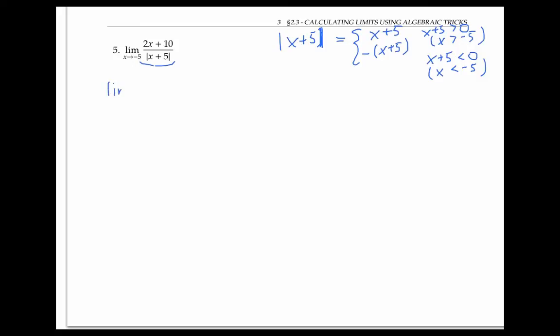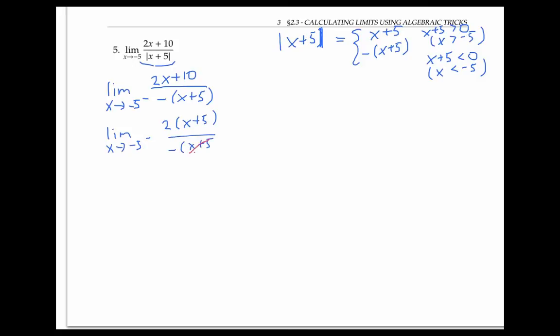Now let's look at one-sided limits. As x goes to negative 5 from the left, we have a situation where x is less than negative 5, this situation right here. And so we can rewrite the absolute value by taking the negative of the expression. We still have a 0 over 0 indeterminate form, but if we use the old factoring trick, factor out a 2, and cancel, we get the limit of 2 over negative 1, which is just negative 2.